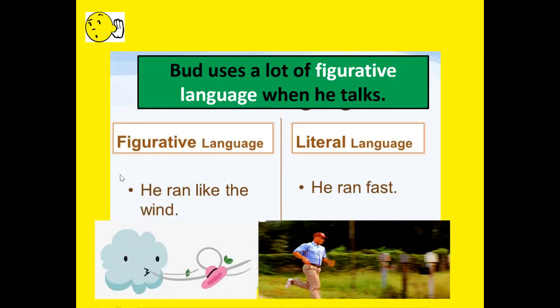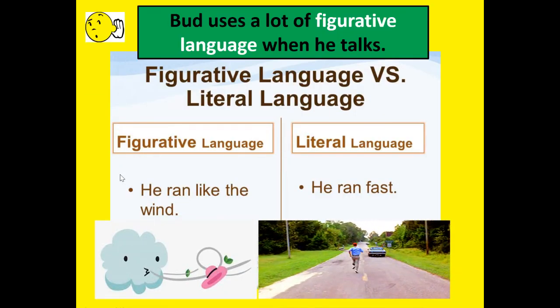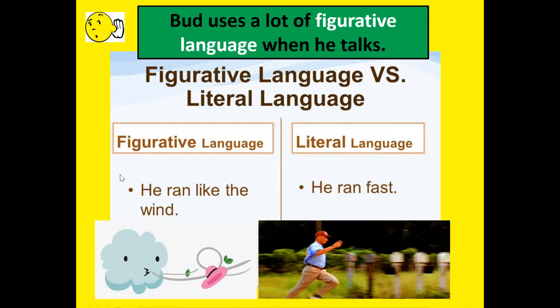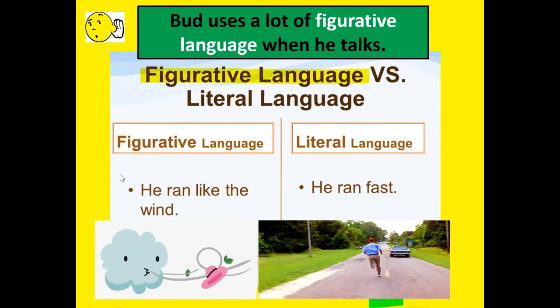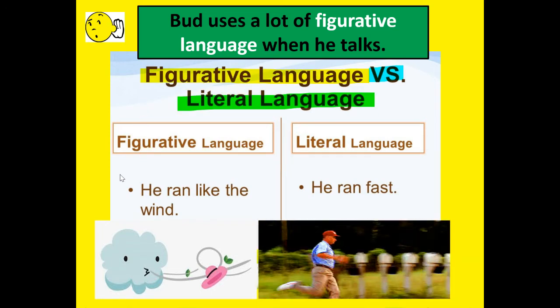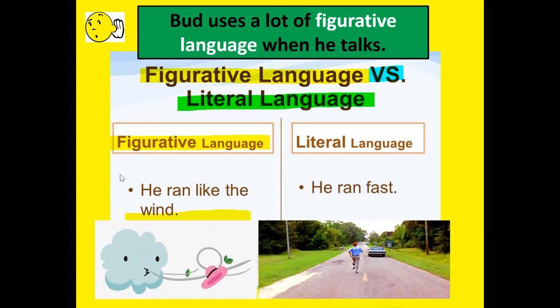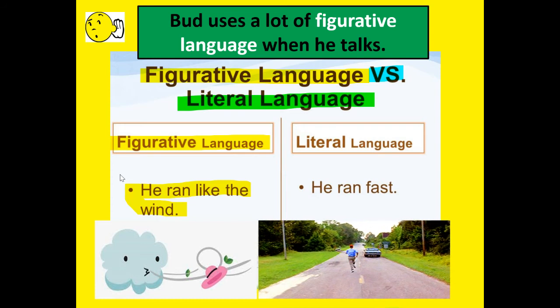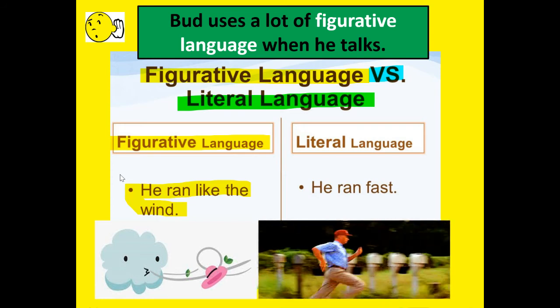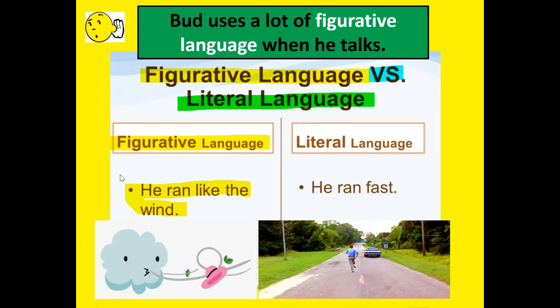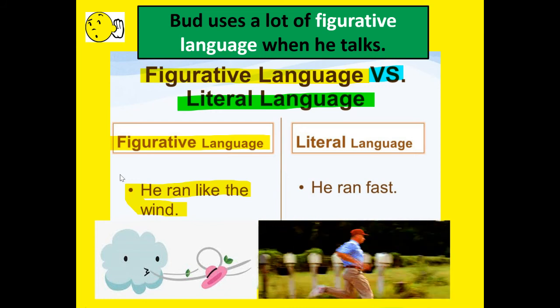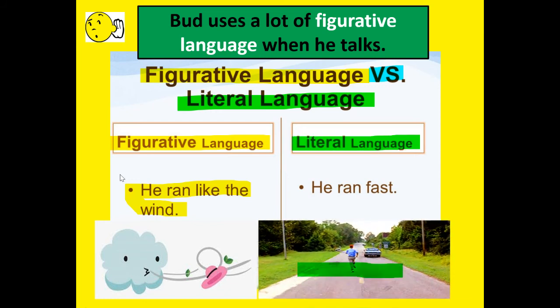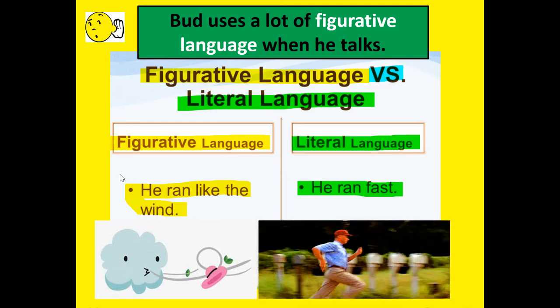All right. Listen, Bud uses a lot of figurative language when he talks. Figurative language versus literal language. Here's an example of figurative language. He ran like the wind. So there's some figurative language describing how the man in this GIF is running or short video clip. Literal language, you could say he ran fast.